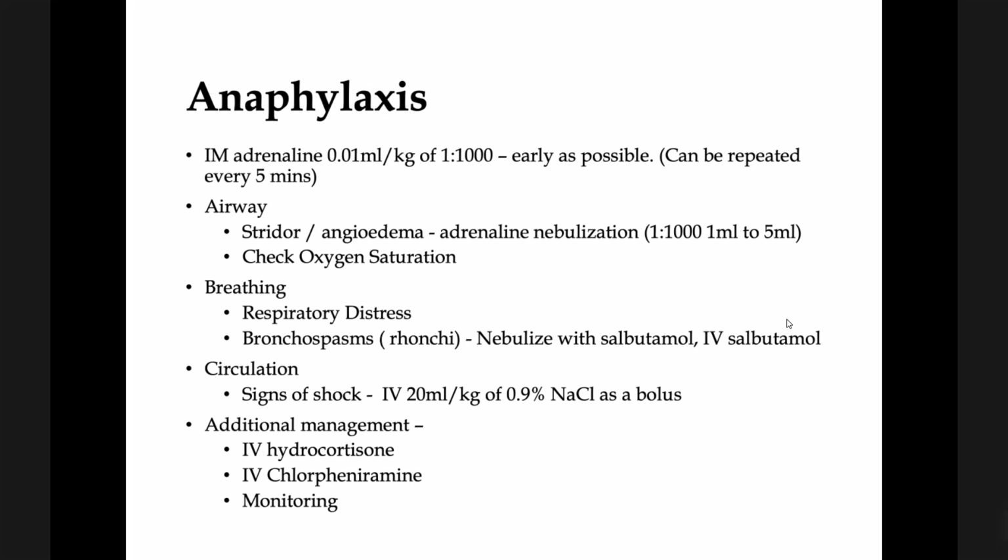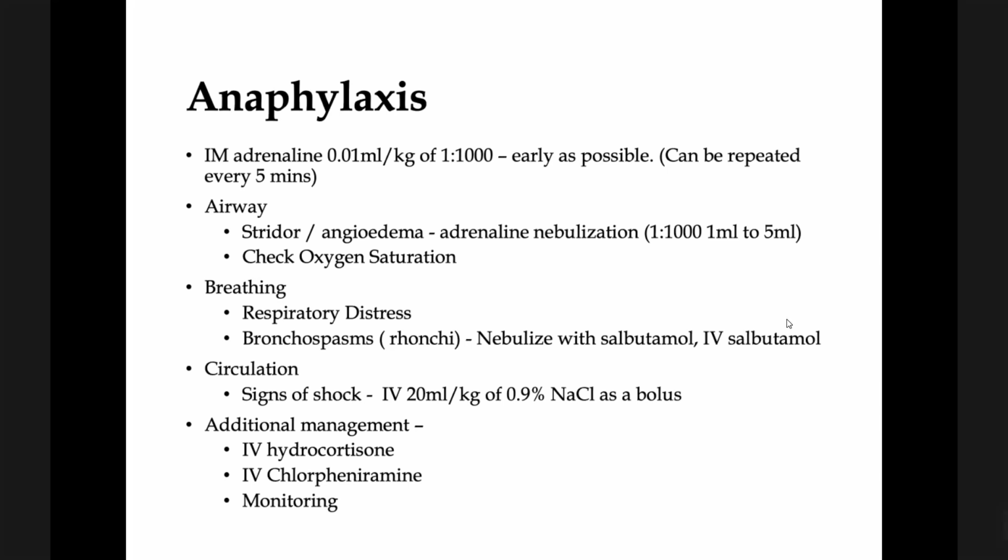Once you sort out the breathing, then you move on to the circulation. This step, as we discussed in the initial slide, will need 2 large-bore IV cannulas. You will need to give IV 0.9% saline, 20 ml per kg as fast as possible to restore the circulation. And then we give certain other medications also. Although they may not be very helpful in the acute scenario because it takes some time for them to act, we still start them anyway so that we can at least prevent the rebound reaction.